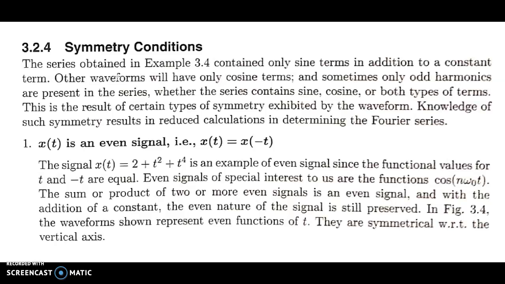First, we'll consider when the given signal x of t is an even signal, that is x of t is equal to x of minus t. We know that is the definition of an even signal. Here they have given a simple example. Suppose x of t is a function given by 2 plus t square plus t raised to 4, and x of minus t is also the same function. It is obtained by replacing every t in the expression of x of t by minus t, and such functions are known as even functions.